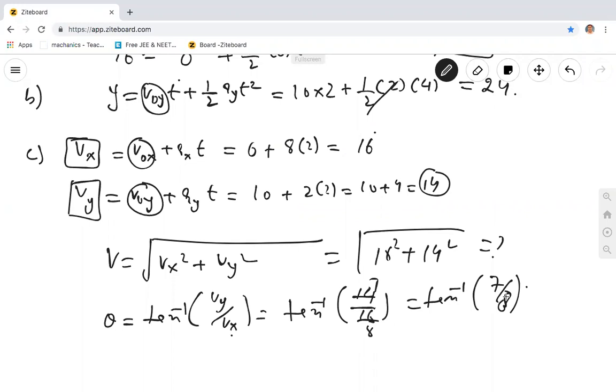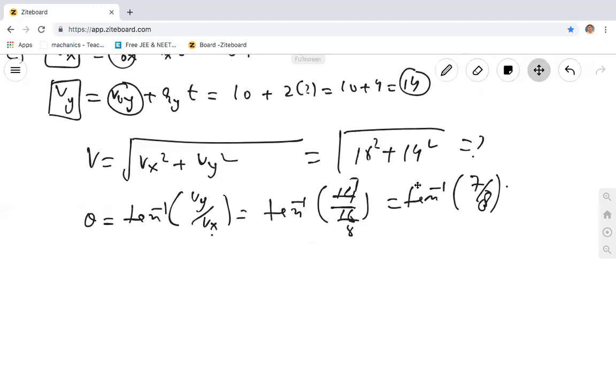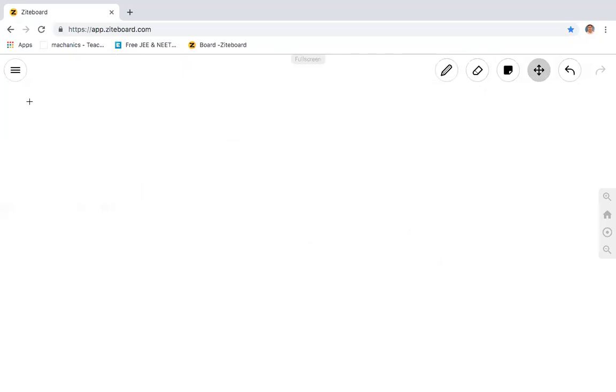Now, there is one more question. Question number 25 of this same book, chapter 4, NCERT.